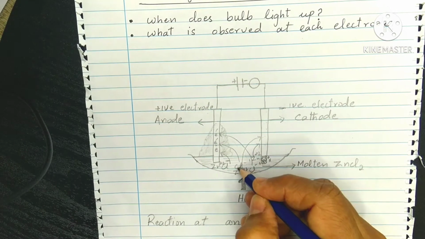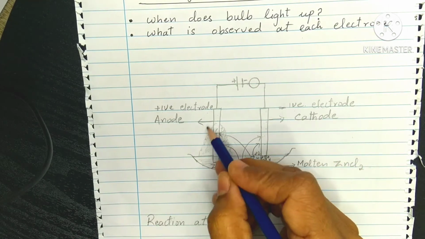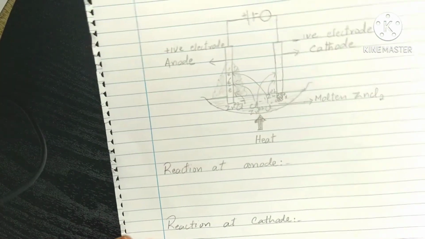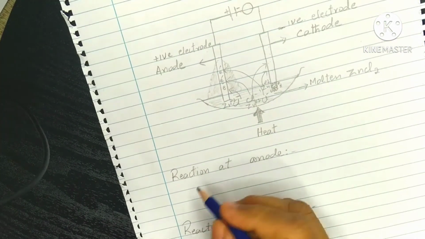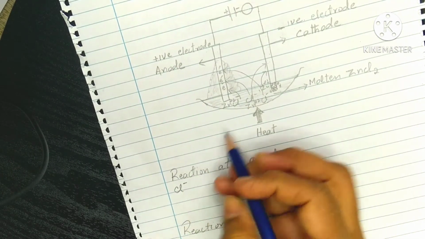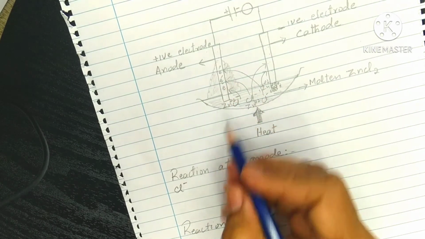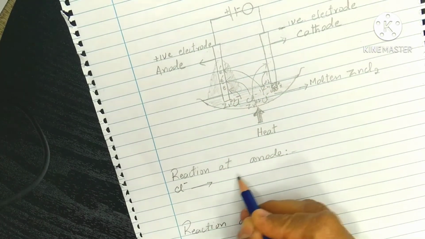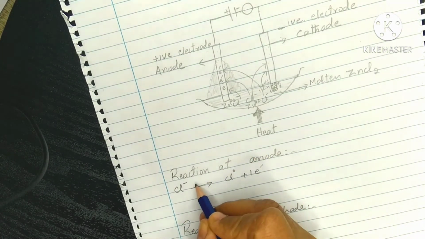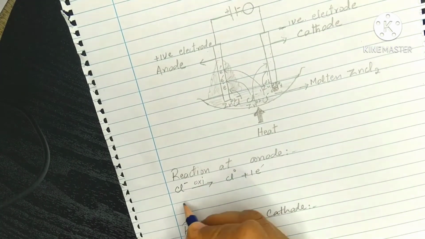So two chlorine atoms combine together through covalent bonding and are released in the form of chlorine gas at the anode. I will write the reaction at the anode like this. Each chloride, that is a negative ion, when it reaches the surface of the anode, releases the electron and converts into neutral chlorine, and this process is called oxidation because it is the removal of the electron.